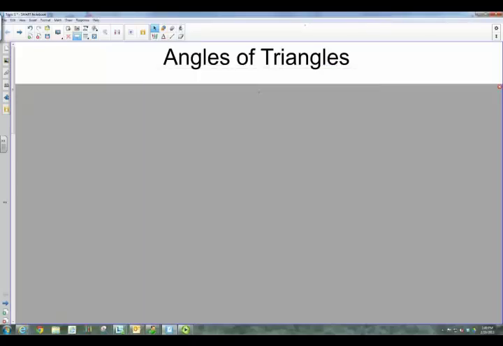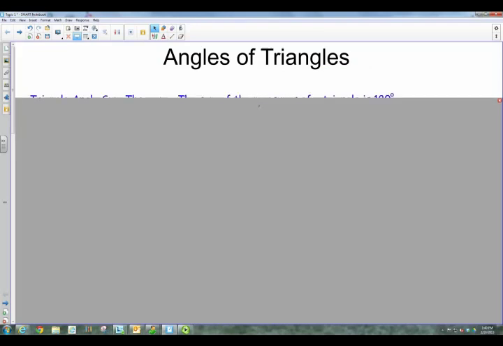Alright, welcome back everyone. So we're going to start this next chapter here, this set of topics. The first one in this is angles of triangles. And we're going to be looking more at proofs, some of these geometry topics that you guys may have seen in the past, but definitely are important to know.